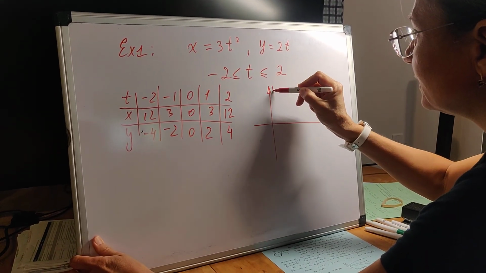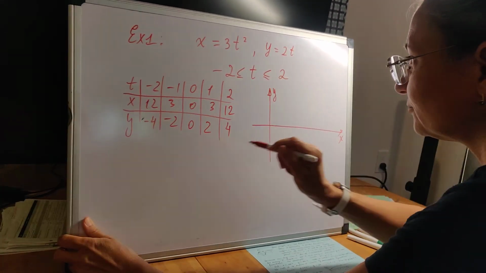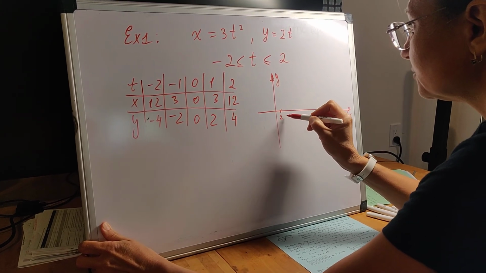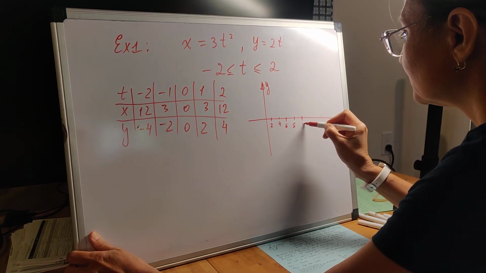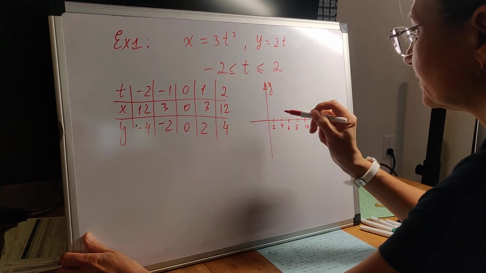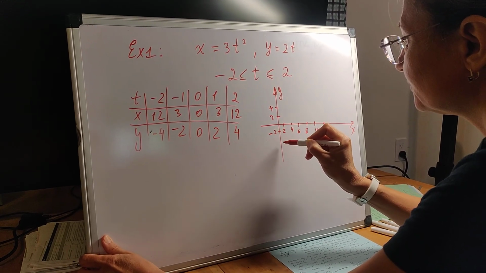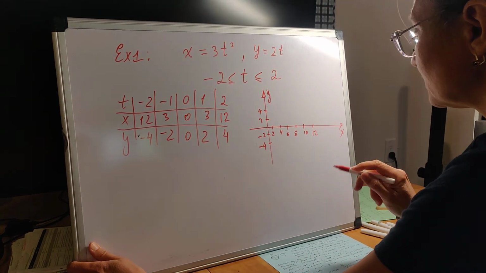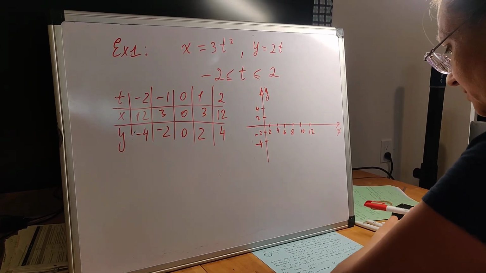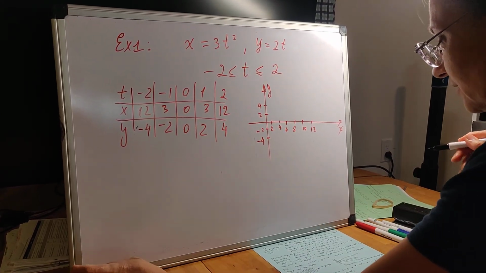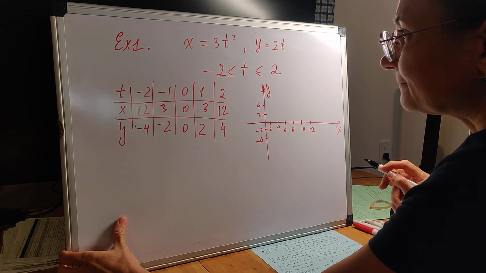X, Y. Because I have large axes here, like 12, I'm going to label 2 units, 4 units, 6 units, 8 units, 10 units, and 12 units over here. And the same over here, 2 units and 4 units, -2 and -4. I'm going to skip 1 unit. Okay, let's graph all the points and see what path the bug is going to take on our graph plane.